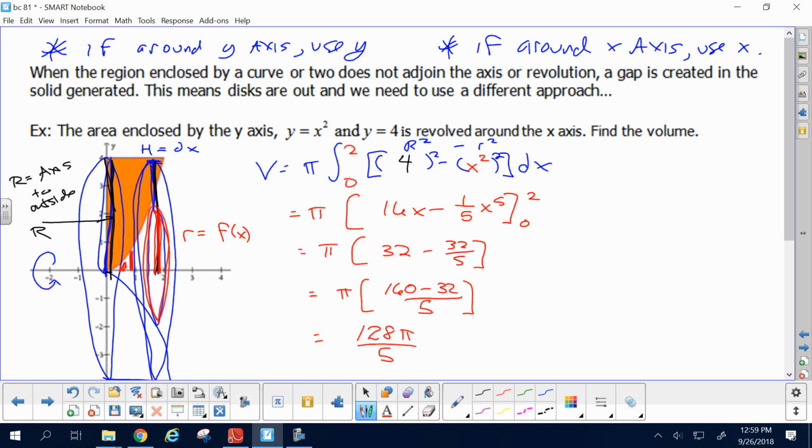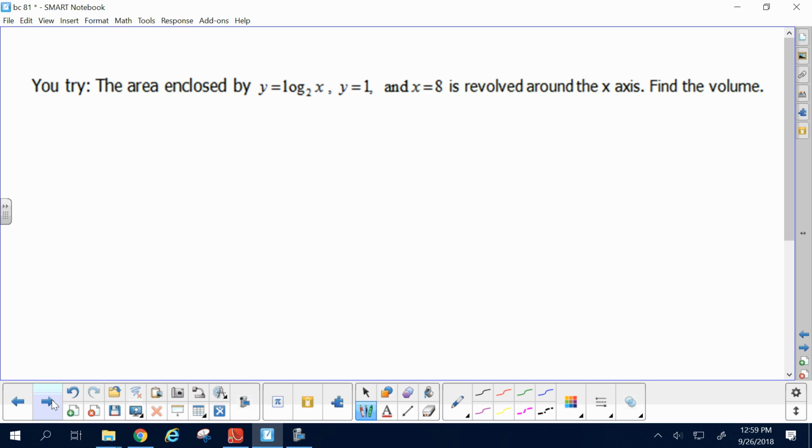All right, that's the idea so far: pi, big R squared minus little r squared, dx. Try one on your own. Now, this one, you should not need the calculator to graph it, but you may use the calculator once the integral is seen, because the integral is a little gross.